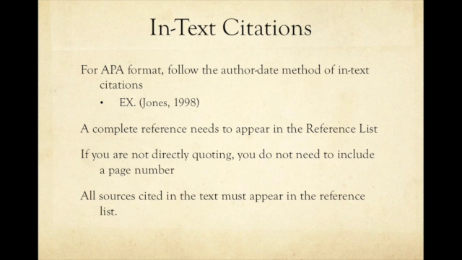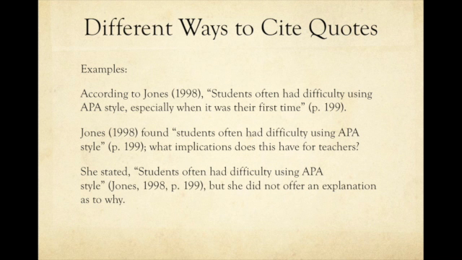Okay? Then a complete reference needs to appear in the reference list. So if I see Jones in your writing, I need to be able to go to the reference list and say, oh, this is the article that Jones wrote in 1998. If you are not directly quoting, you do not need to include a page number. All sources cited in the text must appear in the reference list. So let me give you some different ways to cite quotes using APA format.